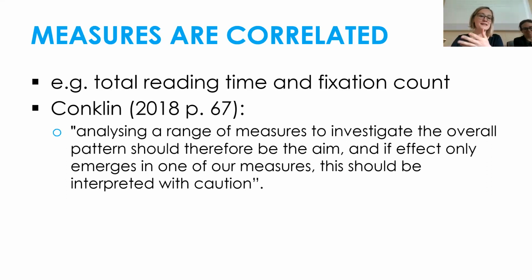Some people, like Conklin, for instance, said that analyzing a range of measures to investigate the overall pattern should be the aim. If you're measuring something using 5 measures, and they should be correlated, but one is showing something else, she's saying basically that maybe you shouldn't be sure what's going on with that one, unless there is a reason for it.